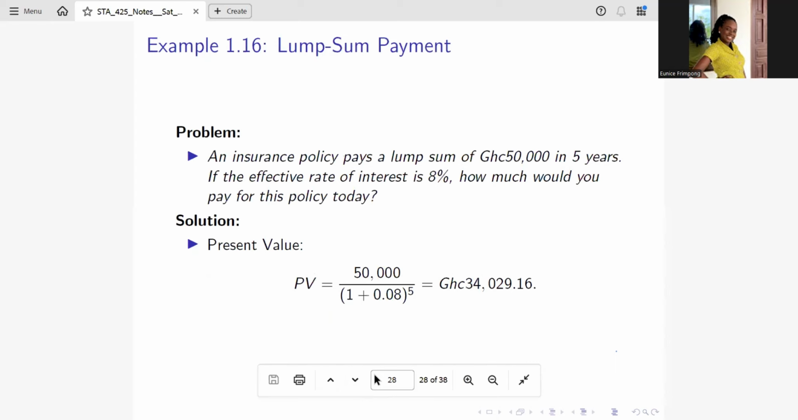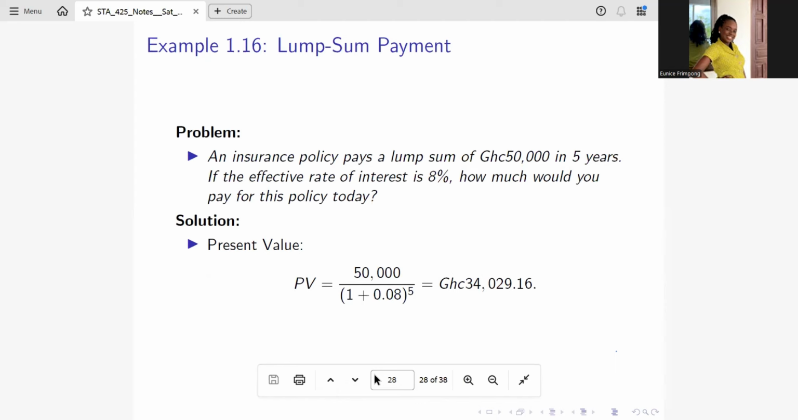Another example. An insurance policy pays a lump sum of 50,000 in 5 years. If the effective rate of interest is 8%, how much would you pay for this policy today? Today, so we are looking at present value.